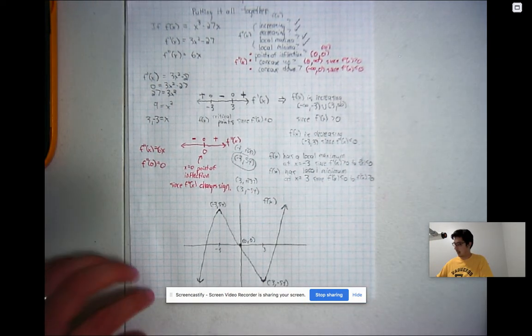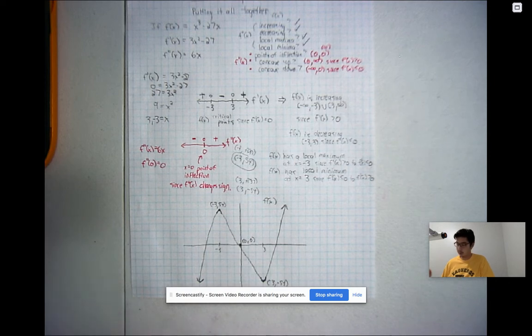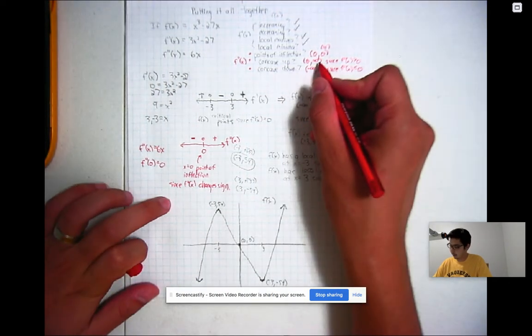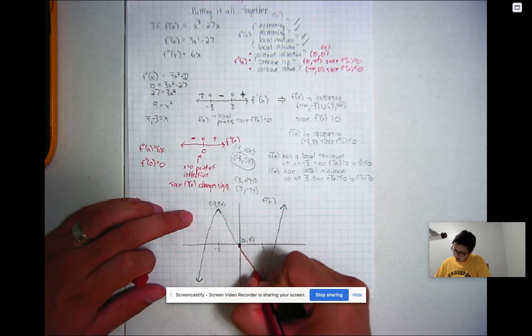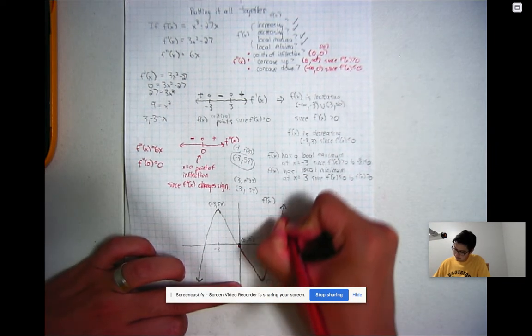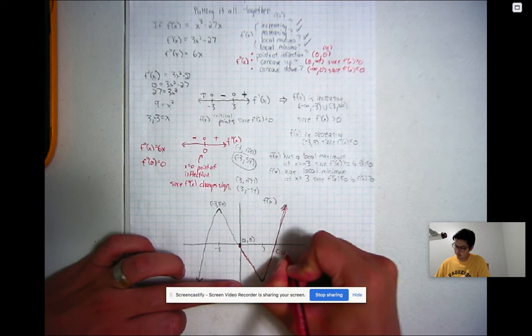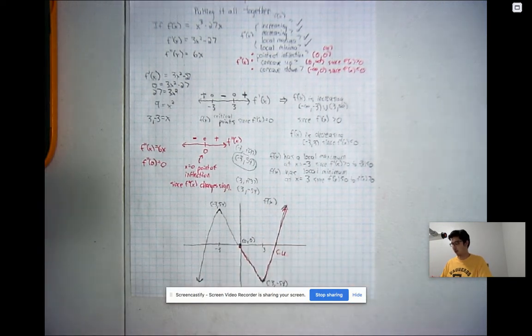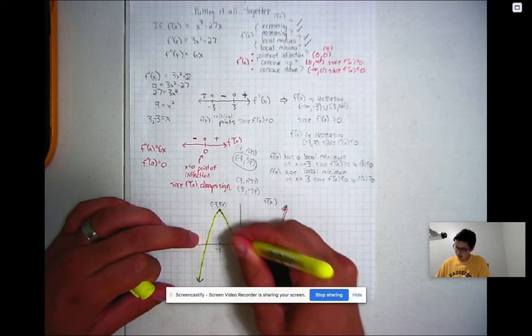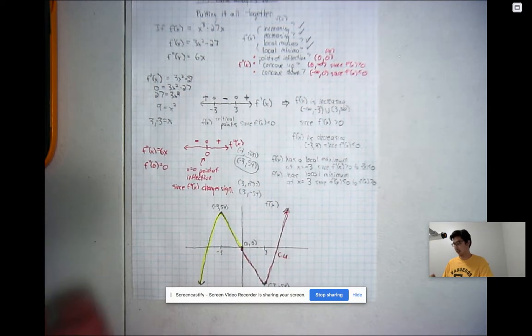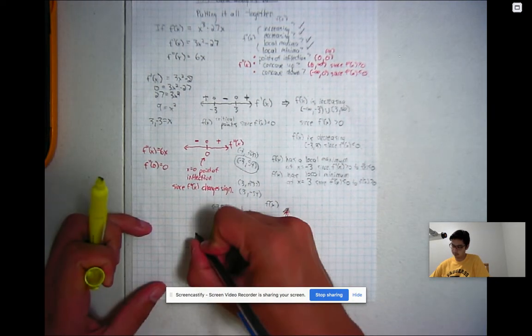And I think that covers all of it. And you can see the concavity from 0 to infinity, it's concave up. So all of this right here is concave up. And notice how it's holding water. And then it's concave down from negative infinity to 0, which you can see it has the shape of where it's losing water. And that is concave down.